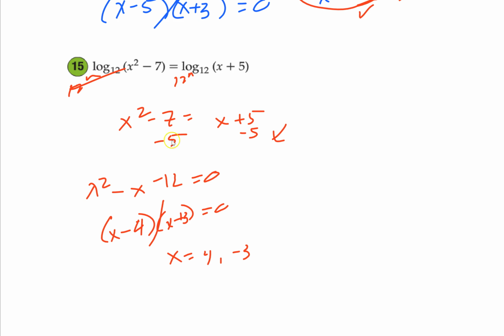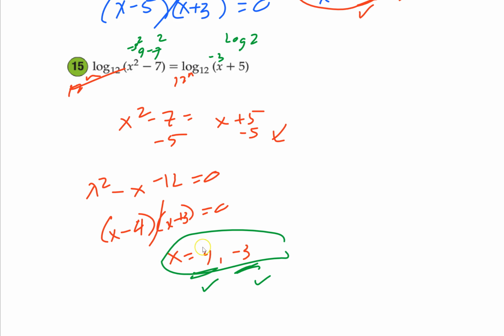Right, now let's check these. Plug in 4. If I plug in 4 here, I get 4 plus 5 is 9. That works. Plug in 4 there, 16 minus 7 works. Let's check negative 3. Negative 3 plus 5 is actually 2, log 2. That's fine, right? Again, even if it's a negative, when I plug it in, it works. Plug in negative 3 here. Negative 3 squared is 9. 9 minus 7 is 2. Again, that works out. In this case, they both work. So it's not just when x is negative. Make sure when you plug it in, the log is not negative. In this case, they're both positive. It works. Both my answers are good.